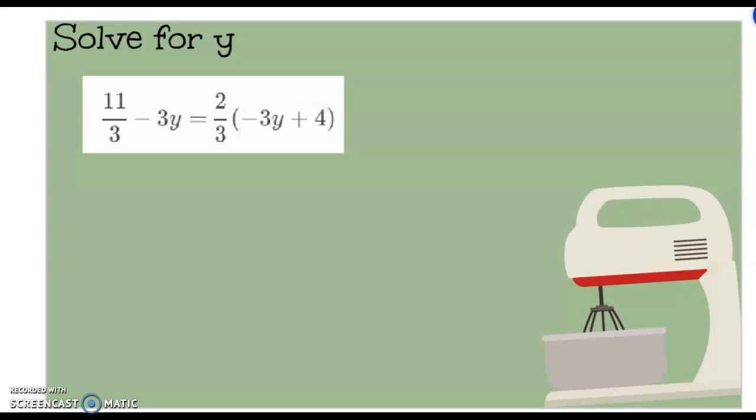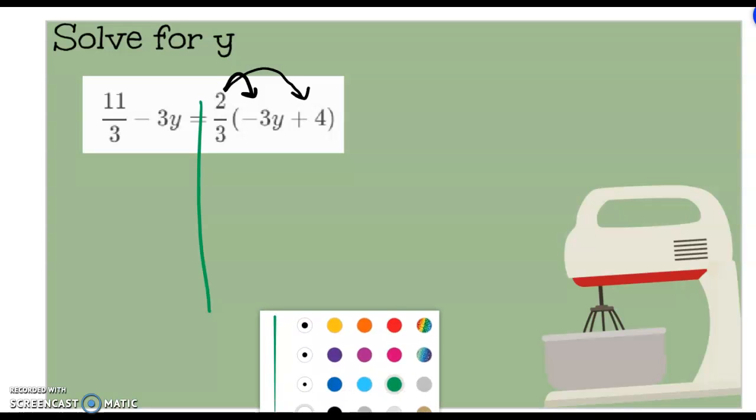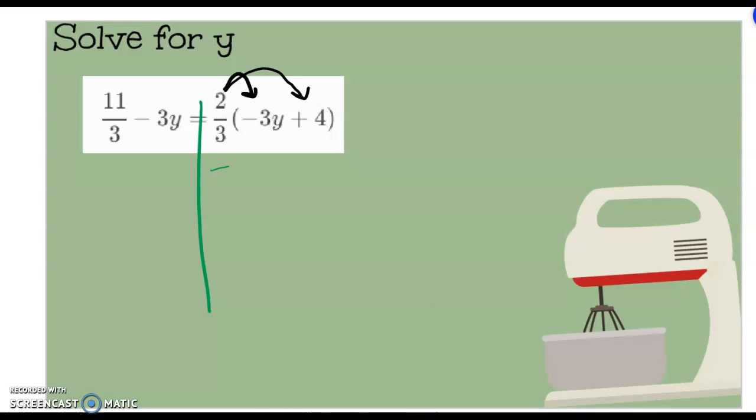So this says solve for y. In order to solve for y, I first need to distribute. So I'm going to take my negative 2 over 3 and multiply it by both the negative 3y and the positive 4. I know that a negative times a positive is a negative, so I know that I'm going to have a negative number.